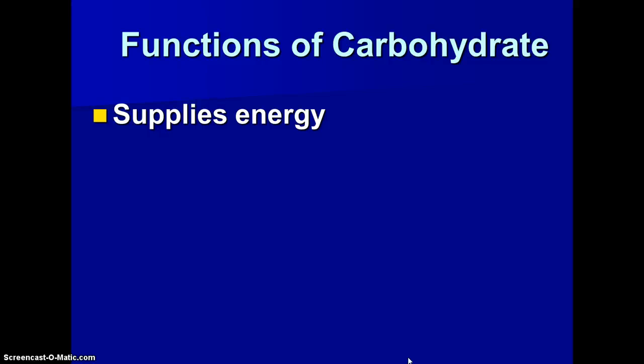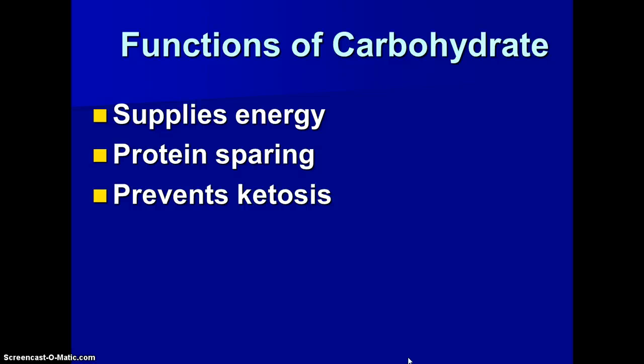So why do we need carbs? Well, the most important reason we need carbs is for energy. Our red blood cells and our brain can only work off of carbohydrates, so we have to have carbs. The other benefit of carbs is that it allows protein to be more effective at building and repairing, which we'll learn about next week. It also prevents ketosis, which is when your body is in kind of a semi-starvation state.